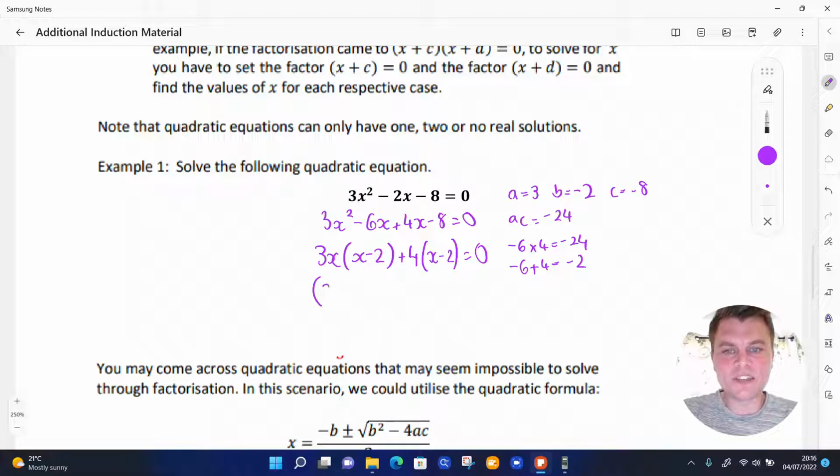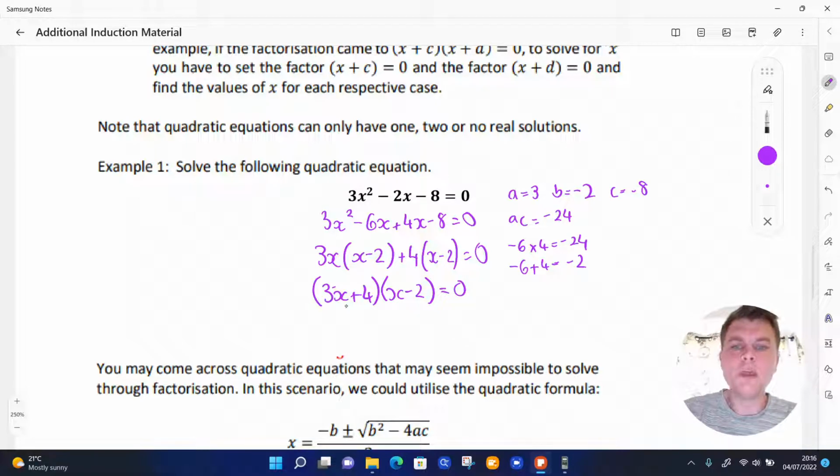Now we can write these as double brackets. Okay, now from that we can use what we've got in our brackets, knowing that x would have to be a value that would allow the whole bracket to equal 0, because either 3x plus 4 equals 0 or x minus 2 equals 0, because when you multiply two things together and get 0, one of them or both of them would be 0.